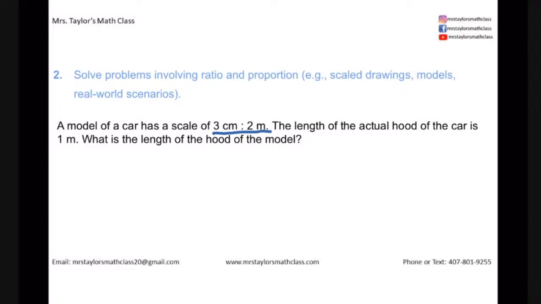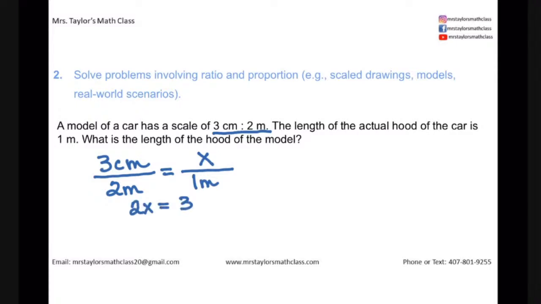So now we're working with a model. So we're going to say 3 centimeters over 2 meters. Going to set that equal to the length of the actual hood is 1 meter. So that would go down here with the other meter. And you need to find the length of the model. Okay. So here we're going to cross multiply again. This is going to be 2x is equal to 3. Divide both sides by 2. And x is equal to 1.5 centimeters. Gotta put those units on there.